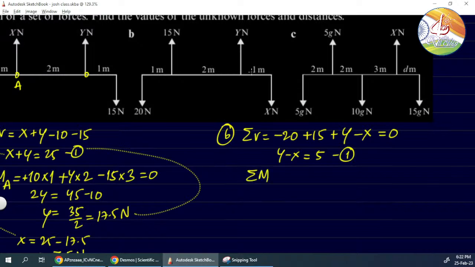Sigma moment. Again we need to take moment about a point which makes one of the unknowns 0. Let's take about this point A. Moment about point A: 20 times total distance, that is 5, and this is anticlockwise, so plus. Then 15 times this distance, that is 3, going clockwise, so minus. Then y times 1, going clockwise, so minus. Total should be 0. So y will be equal to 20 into 5 minus 15 into 3.